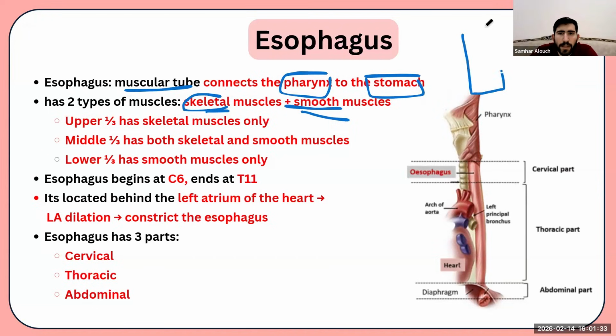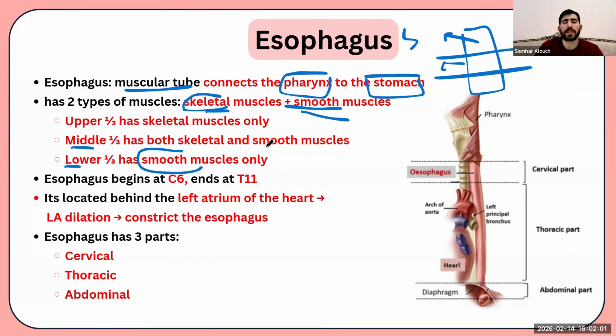The esophagus is divided into 3 parts based on the muscles: upper 1/3, middle 1/3, and lower 1/3. The upper 1/3 is made of skeletal muscles only. That's why you can control swallowing. You get it? Because the upper part is controlled by skeletal muscles. You can't control the esophagus from the lower part. And that's the initiation of swallowing. Then the middle part is both skeletal and smooth muscles, okay? Then the lower part is only smooth muscles.